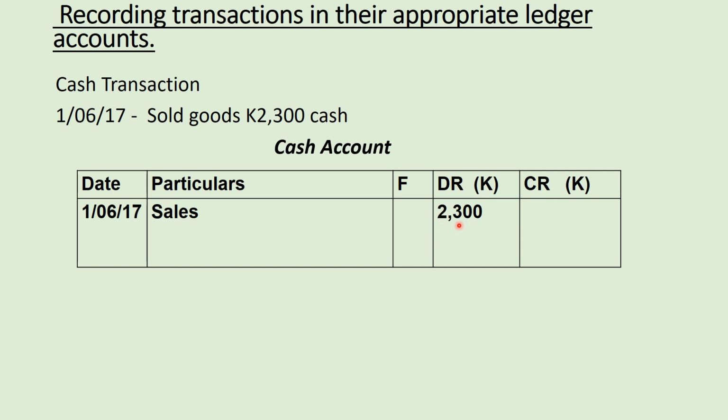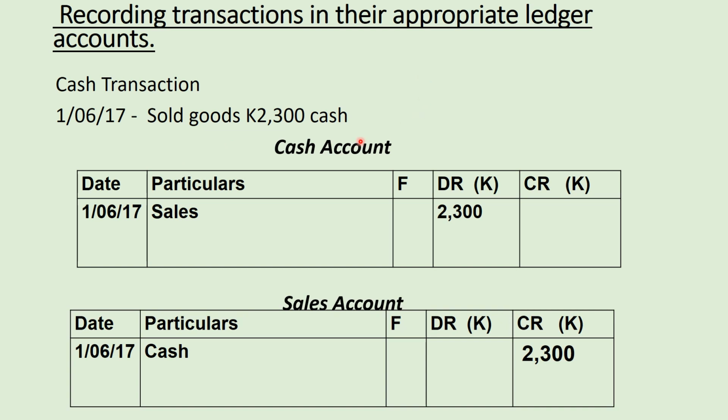But of course, for every debit entry, there must be a corresponding credit entry. So there must be another account which should be credited, which we discussed to be the sales account. So again, we're going to draw an account for sales. We'll draw our table in the same way. The detail is going to be cash. So we give value to cash. So value moved from the sales account to the cash account. So the value that was given, we put here as credit. Sales account gave away a value which was worth 2,300. Then cash received a value which was worth 2,300.